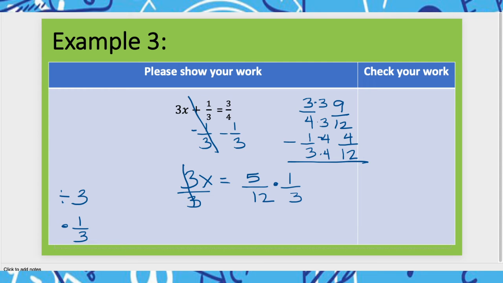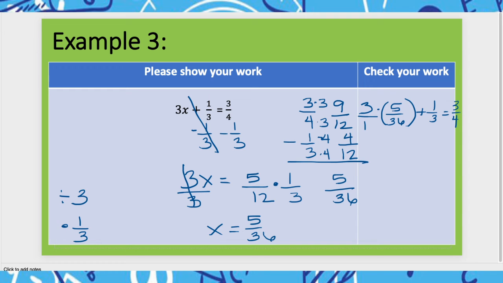5 times 1 is 5. 12 times 3 is 36. So I get the fraction x equals 5/36. It's kind of an ugly answer, so let's check it. Let's plug it back into our original equation. 3 times 5/36. I'm going to go ahead and write it as 3/1 plus 1/3 will hopefully equal 3/4.